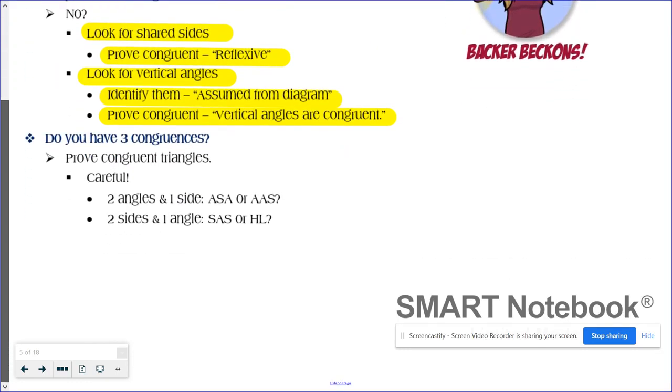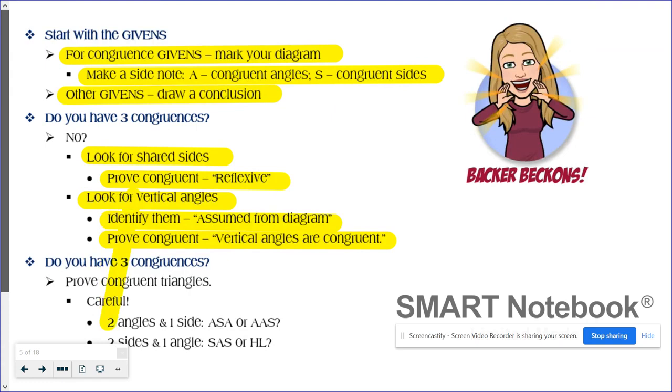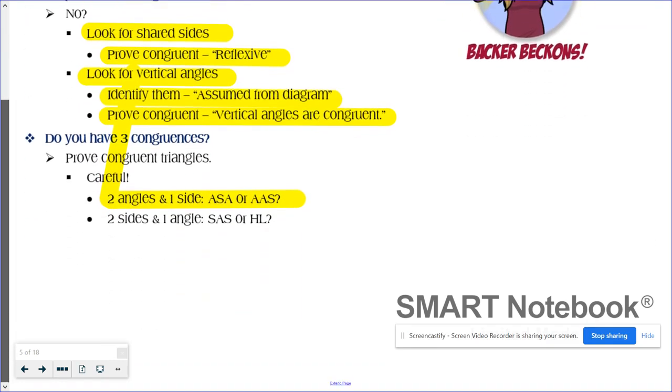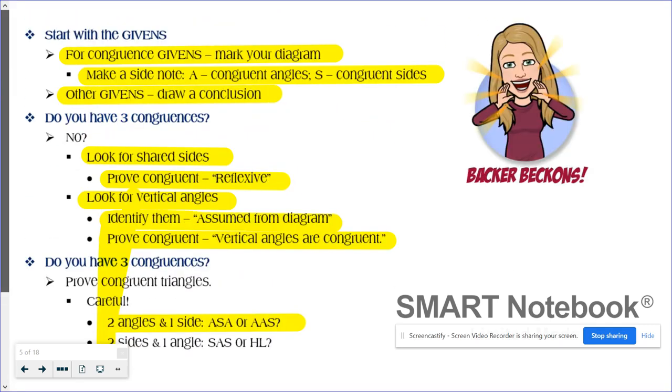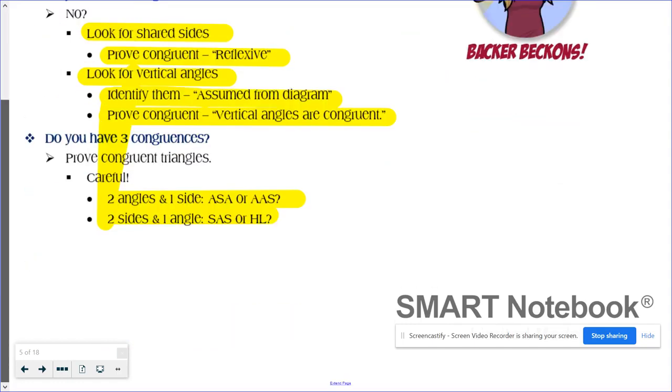And so once you have your three congruences, you are ready to prove that two triangles are congruent. Please be careful, because if you have two angles and one side, you want to determine: is it angle side angle or angle angle side? Look at your diagram. You marked those congruences for a reason. When you have two sides and one angle, is it side angle side or is it HL? Because remember, for HL you have to have congruent right angles, congruent hypotenuses, and congruent legs. And so that would be two sides and an angle. So that's something to be careful of.